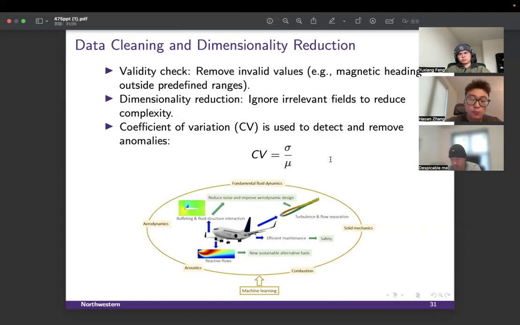To enhance the model performance, we conducted data cleaning and dimensionality reduction. Firstly, we identified and removed the invalid values, such as magnetic headings outside the predetermined range. Then to reduce the computational complexity, we ignored the irrelevant fields. We also used the CV to detect the anomalies. By ensuring high quality input data, we improved the reliability of our model.